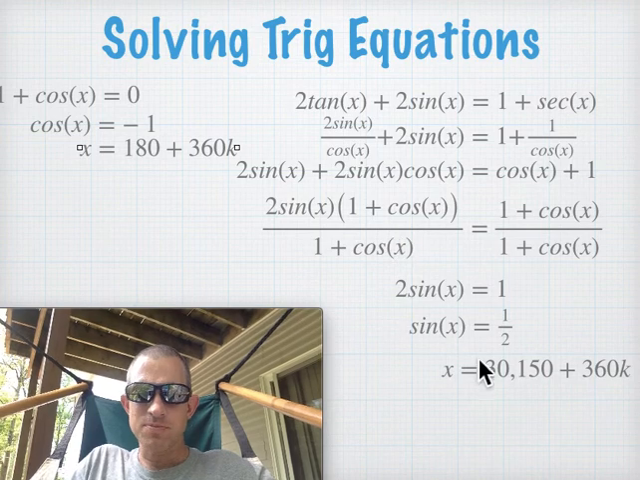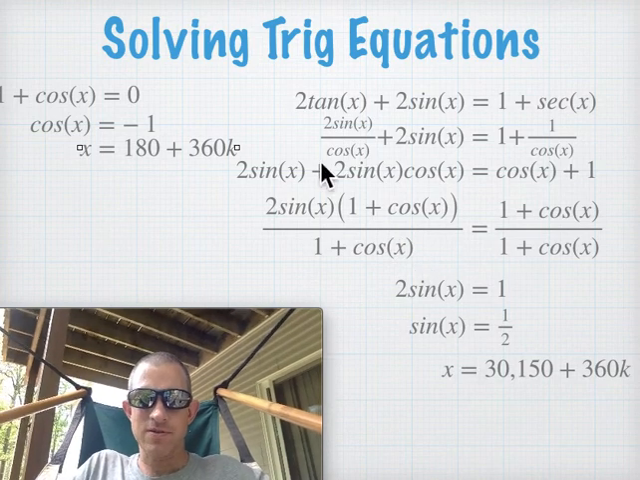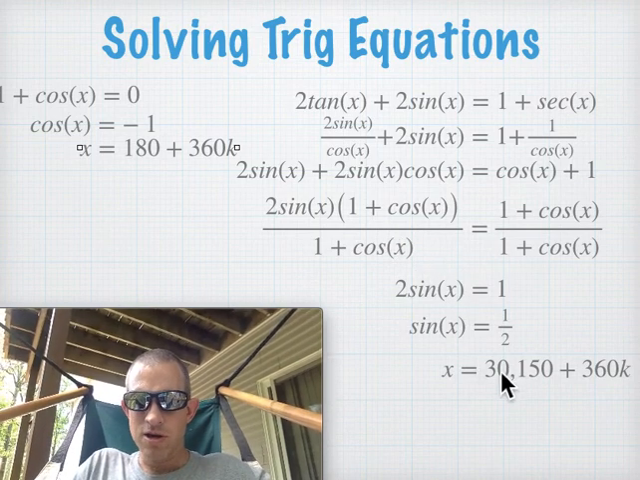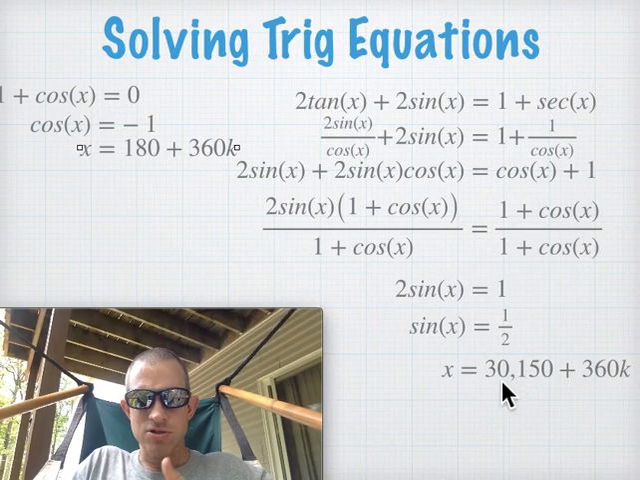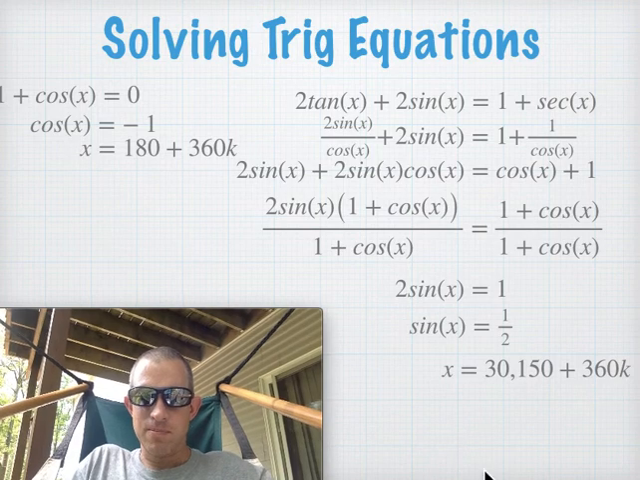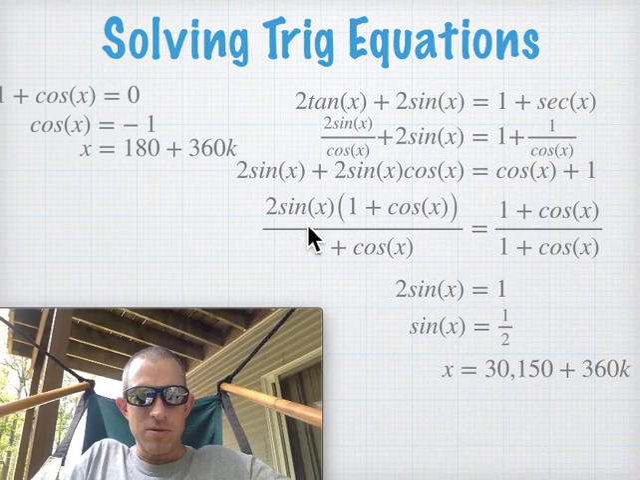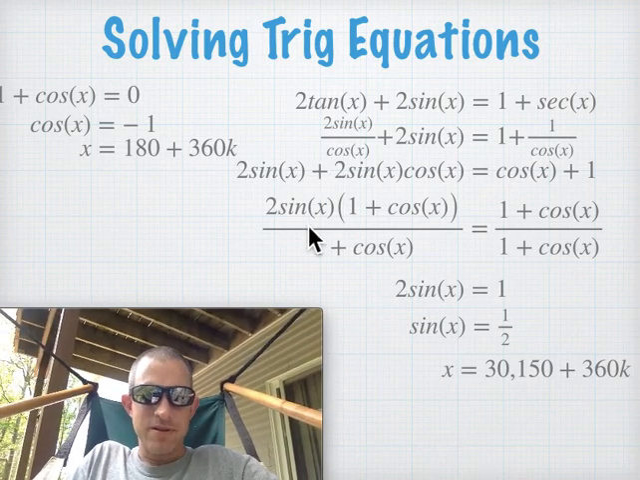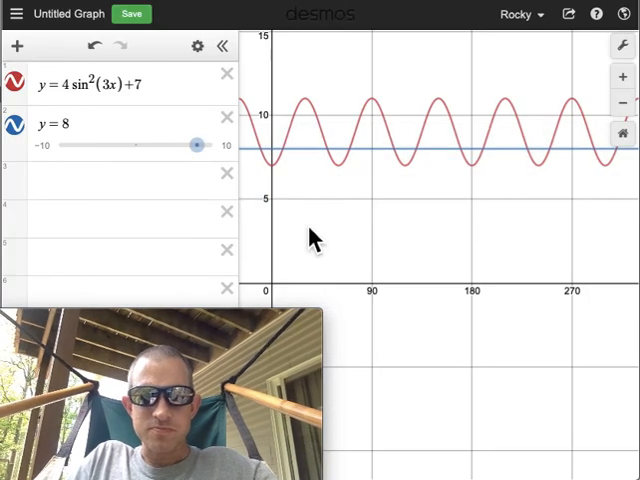And at this point, we're done solving things. I haven't found any other branches to explore. And so my final solutions should be 30, 150, and 180 plus 360k. Now, we ought to be able to confirm that by looking at a graph. So why don't we do that for a moment?